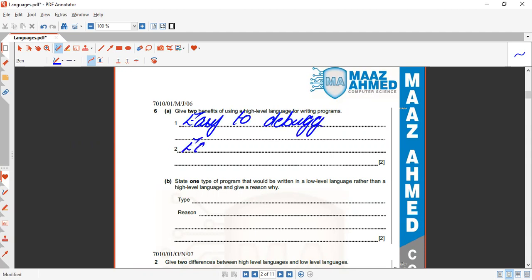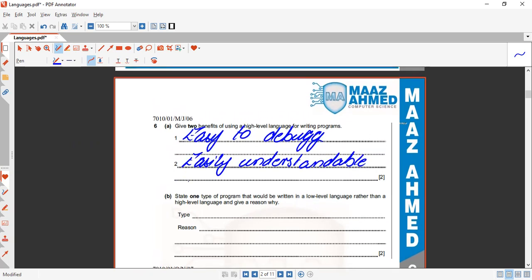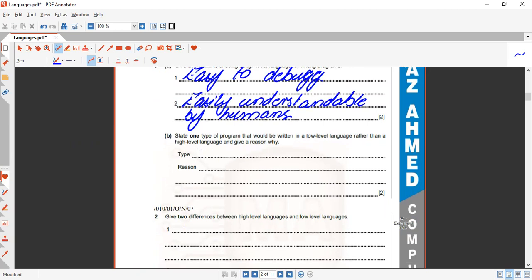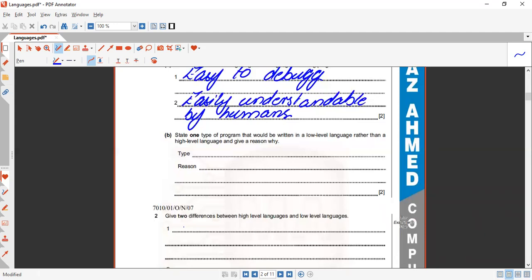Easily understandable by humans. Okay, then what do we have? State one type of the program that would be written in a low level language rather than a high level language and give a reason why. Yes, what do you think, guys? Object code. Very good. We'll be writing with the object code.